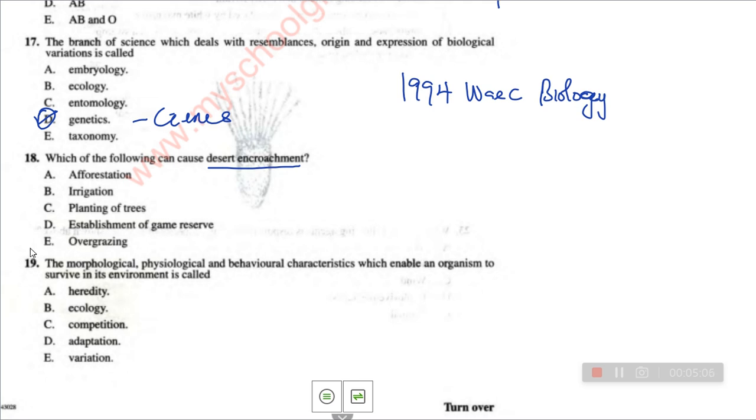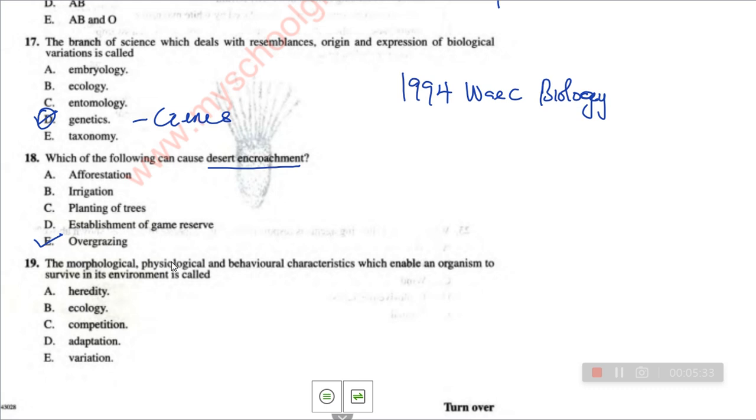Option E, overgrazing: when you just take cattle to a particular field and say they should eat up the grasses, that is going to cause desert encroachment, because it's going to expose the soil water to evaporation, whereby the water in the soil is not conserved. So our answer here is option E. Now we are going to number 19.